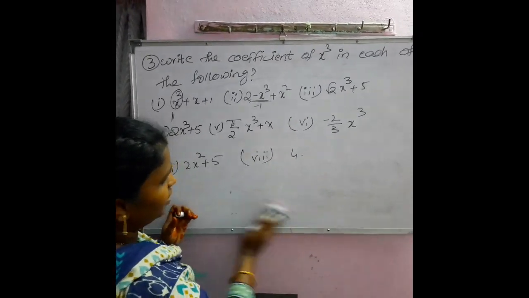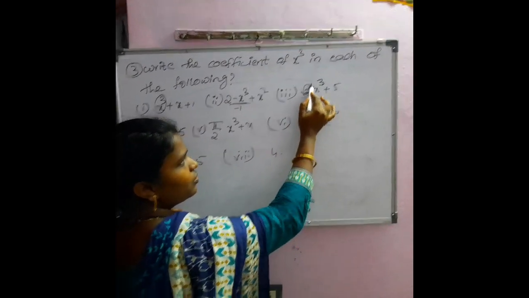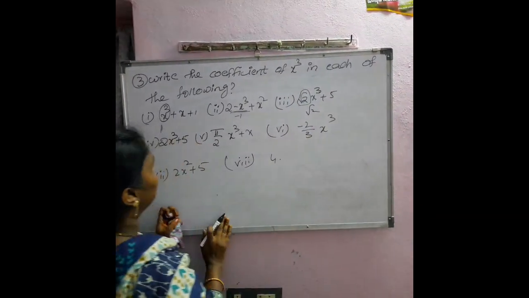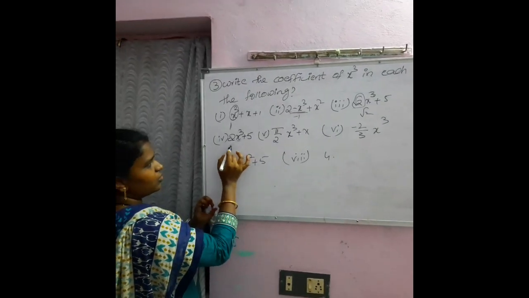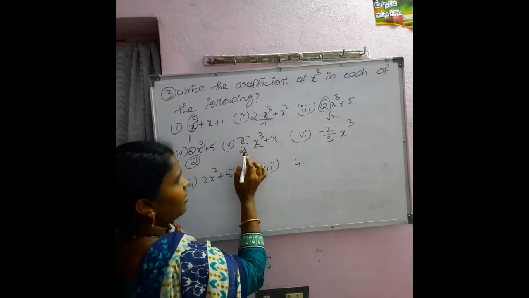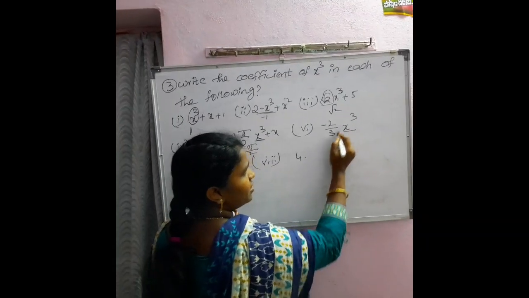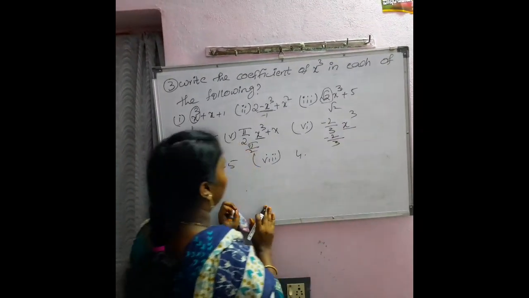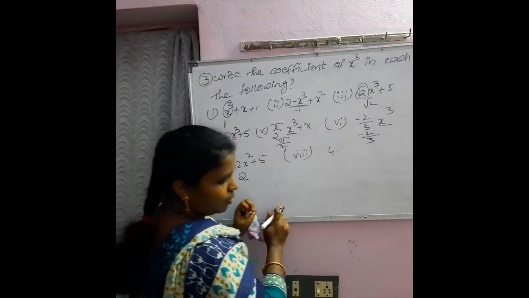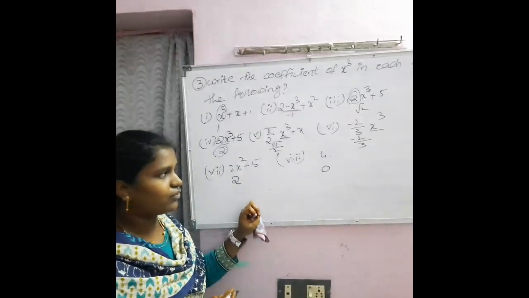So if you had seen the third one, that is root 2 x cube plus 5. The coefficient of x cube is root 2. The front of the variable is root 2, so the coefficient will be root 2. If you had seen this, the coefficient of x cube is 2. The coefficient of x cube from this expression is what value? Pi by 2. And here the coefficient of x cube, what is the value? Minus 2 by 3. And the coefficient of x square is 2. The coefficient of 4 is 0. We are not having the variable here. The coefficient of 4 is 0.